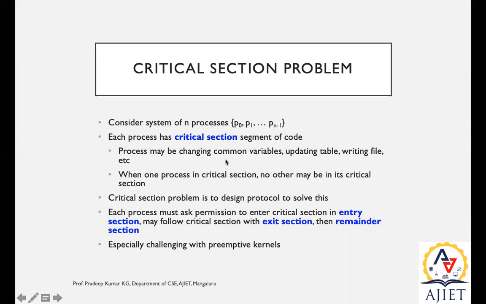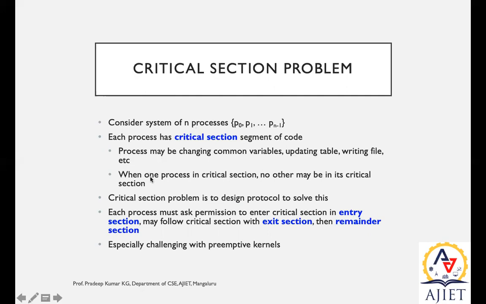A process may be changing common variables, updating a table, writing a file. These are the things that may happen during execution. Sometimes the common variables may change their values, whatever variables we use in the program. Based on the line by line execution, the value may differ. Or if you are making use of any lookup table, then updating the table may happen, and sometimes writing into a file or reading from a file. These are the possibilities that may happen due to the process.